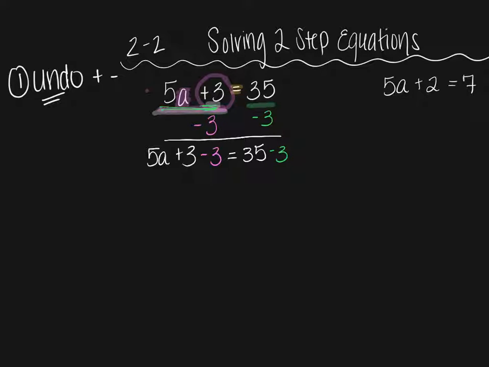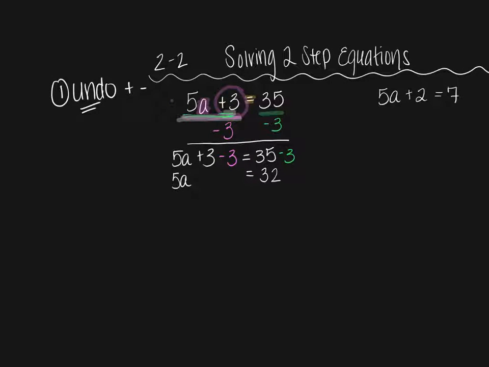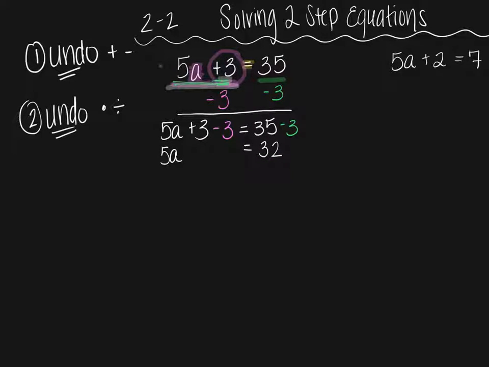All right, let's see if I can simplify this now. I'm at 5a equals 35 minus 3. What is a positive 35 plus a negative 3? Positive 32. Okay, so now I have 5a. That brings me back over here to my second step. The second thing I always do is to undo multiplication or division.